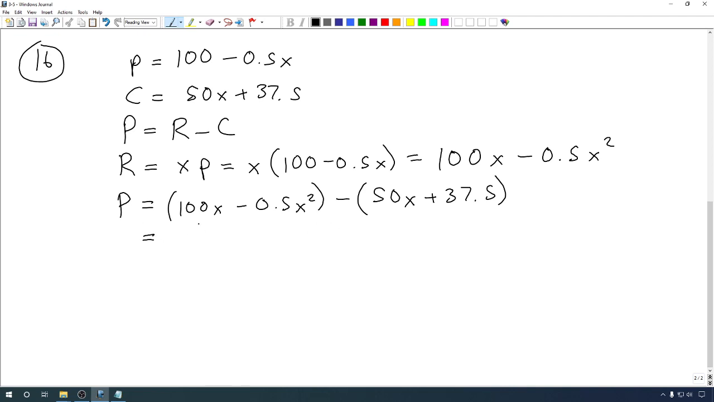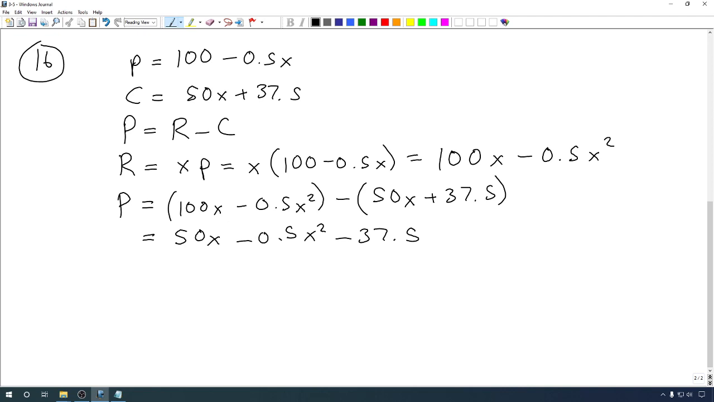When I go ahead and distribute that and combine like terms, I notice here I have a 100x and I'll have a minus 50x. They'll combine to be a positive 50x. We still have the minus 0.5x squared, and we have this last term where the negative does have to distribute to give us a negative 37.5. This is our formula for profit. If we sell x number of units, we will have a profit of this amount.